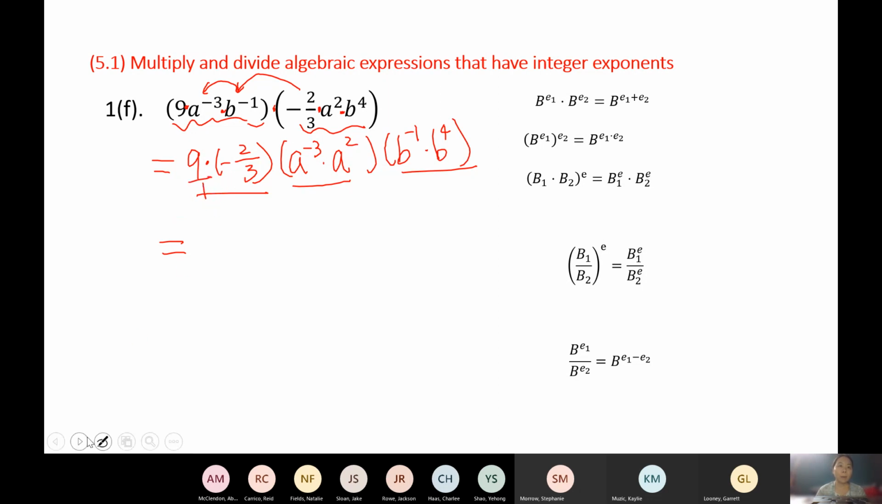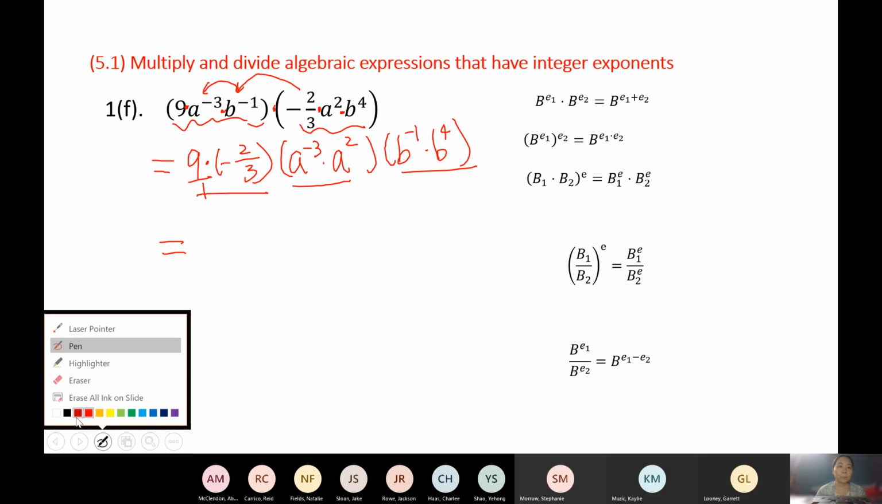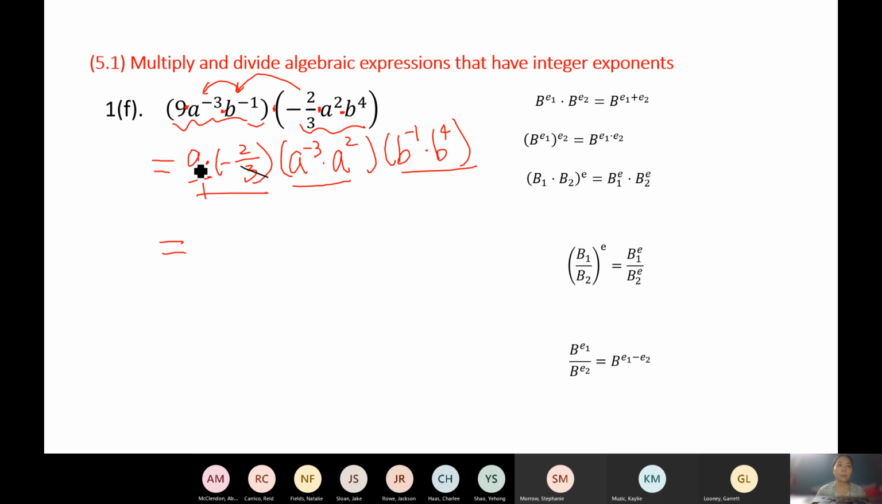Okay, now let's simplify the fraction. Reduce this, so you get multiplied straight across, -6. Now, how do we multiply a to the -3 times a squared? That's the formula that we had before.